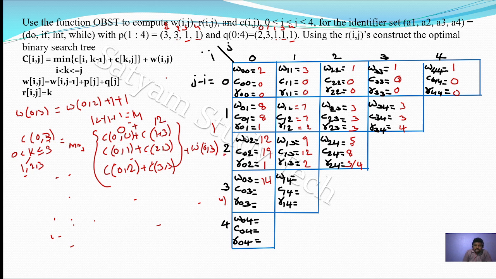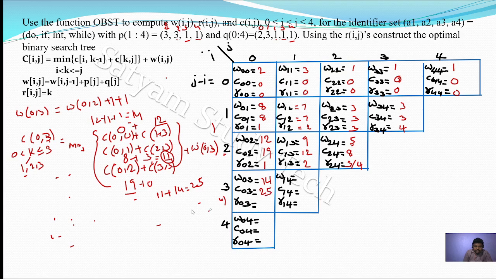C of 01 value is 8 plus C of 23. C of 23 value is 3. So here it is 12, here it is 11. Now you can see C of 02. C of 02 value is 19 plus C of 33 value is 0. So here it is 19, here it is 11, here it is 12. Which is the minimum? 11 is the minimum. So 11 plus W of 03. W of 03 value is 14. That is equal to 25. So C of 03 value is 25.